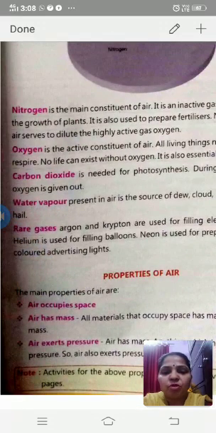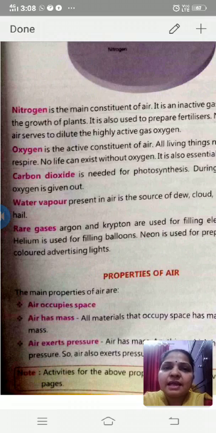Now, properties of air. The main properties of air are: air occupies space, air has mass, and air exerts pressure. All material that occupies space has mass. Air too has mass. Anything which has mass exerts pressure, so air also exerts pressure.